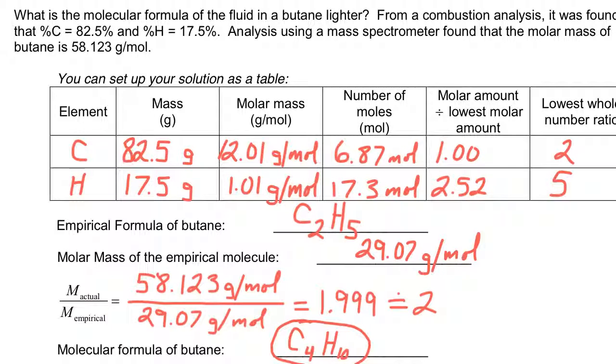So just to briefly recap, to find a molecular formula, you need to start with percent composition or mass data, figure out the empirical formula, find the molar mass of that empirical formula, and then determine how much bigger your actual molecule is than your empirical one. In this case, it was 2 times, so all the subscripts in our empirical formula got multiplied by 2. So that's how you do it.